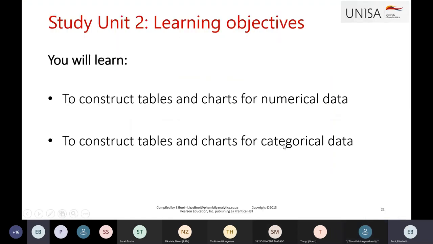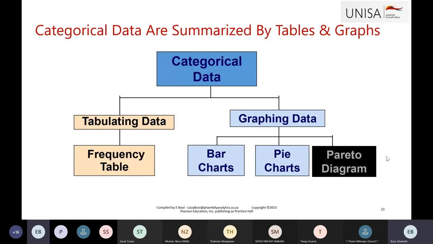Okay, so by the end of the session, in the next 30 minutes, we should be able to construct tables and charts for numerical data and also for categorical data. So when we construct tables for categorical data, which is easier, we use a table, we call it a frequency table.